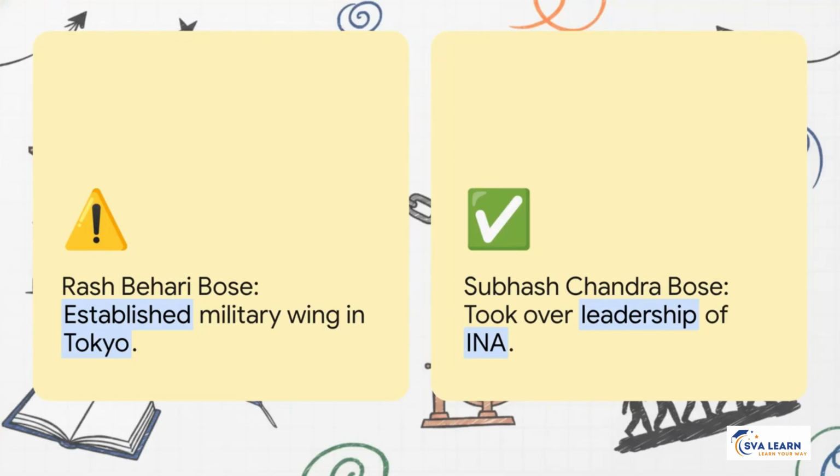All right, watch out for this massive trap because students almost always lose marks here. Please do not confuse the two Boses. Remember that Rashbihari Bose, who had been a fugitive in Japan, is the one who originally established the military wing in Tokyo after a conference in Bangkok. But, and this is the key, he later handed over the leadership of the INA to Subhash Chandra Bose. Keep that distinction crystal clear for your objective-type questions, okay? Don't let them trick you.